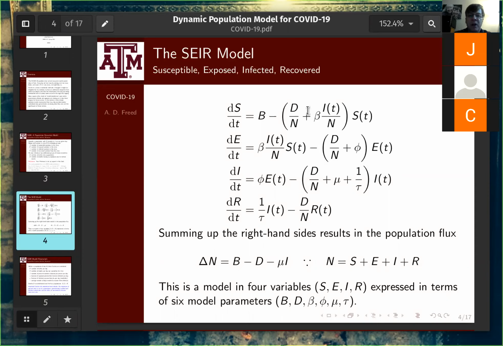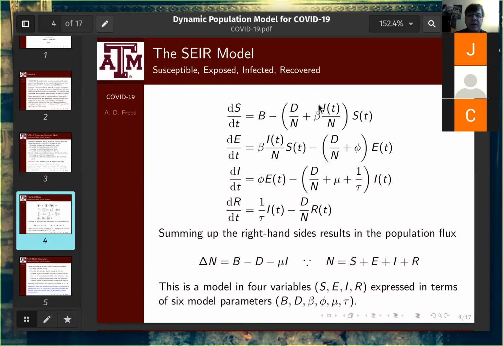In other words, what we're assuming here is that the distribution of people who die of natural causes is uniformly distributed throughout these four groups. They're not all, say, susceptibles. They're not all exposed or infected or whatever. There's a fraction in all four populations.